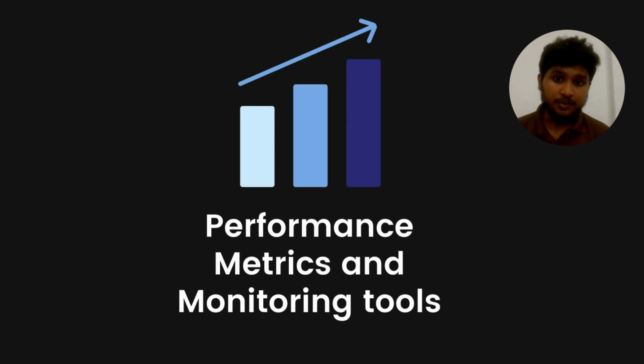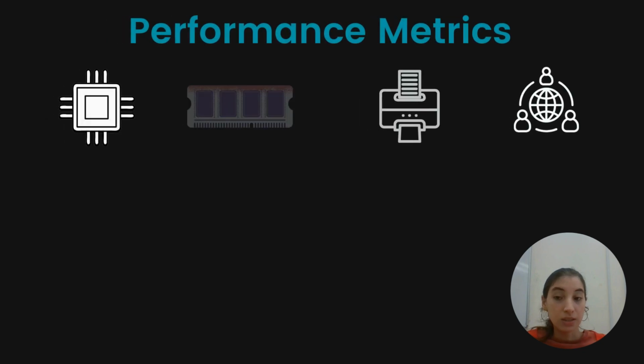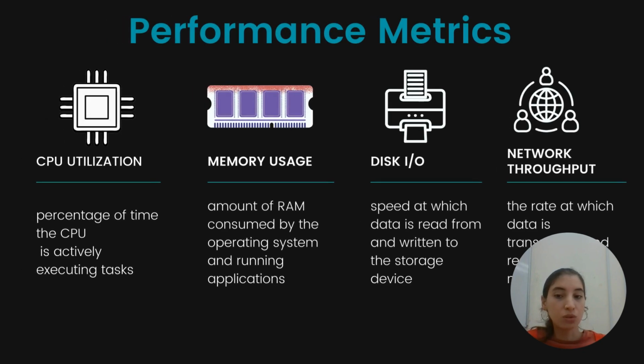Now we will work with the performance metrics and monitoring tools to determine which OS is doing better and has good performance. In today's presentation, we will focus on four key performance metrics which are essential for system efficiency: CPU utilization, memory usage, disk input-output performance, and lastly, network throughput.